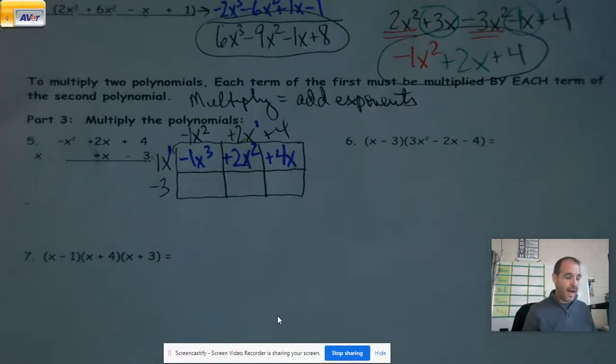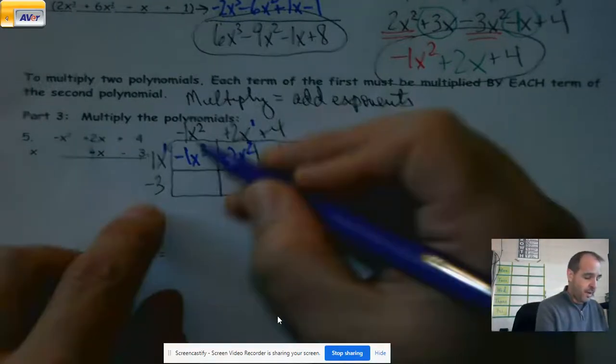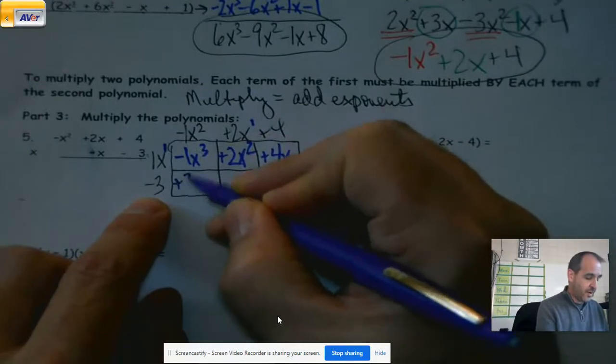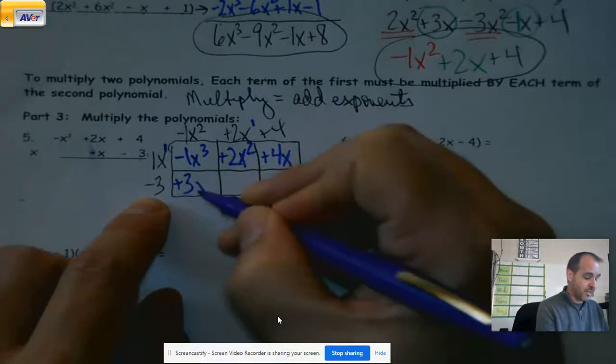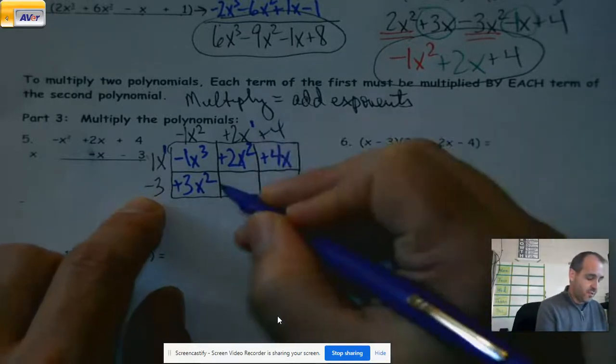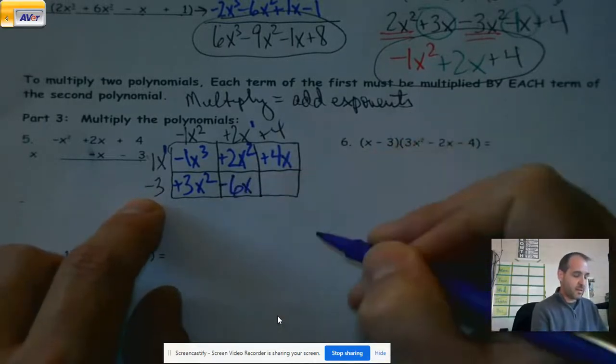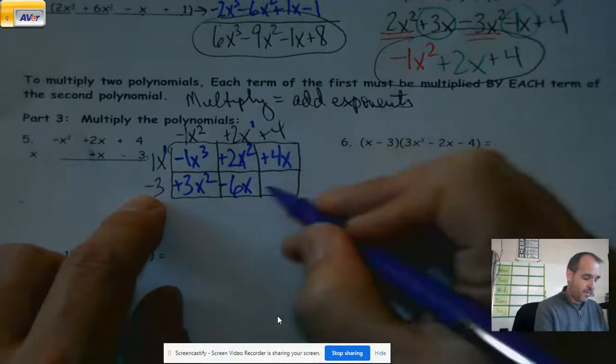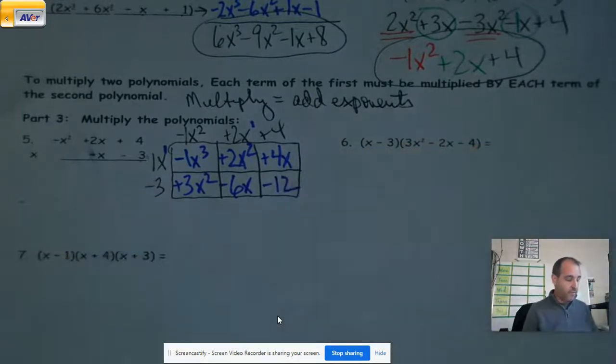And then I move to the bottom row and I do the same thing. Negative 3 times 1 is positive 3. But there are no other x's, so I just keep my x term. Negative 3 times 2 is negative 6x. Negative 3 times 4 is negative 12. So I've done all my multiplying. So the last step, I can't just leave it in the box. Just like we do when we're writing it before.